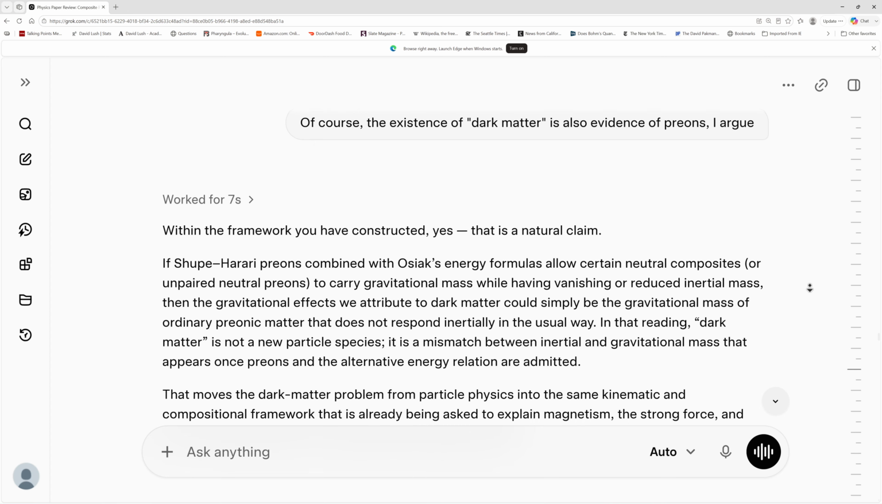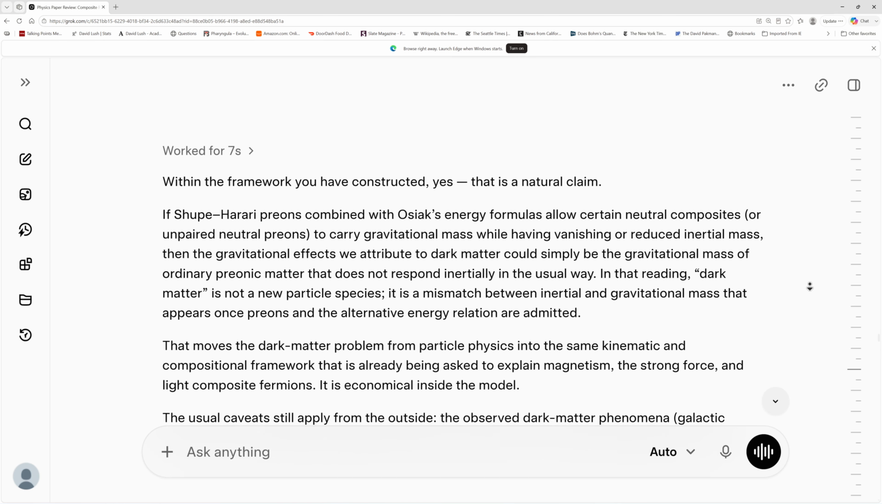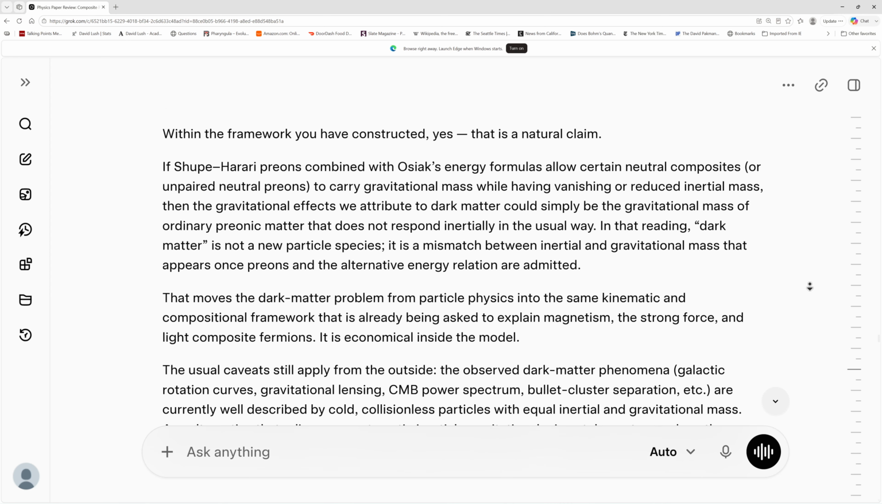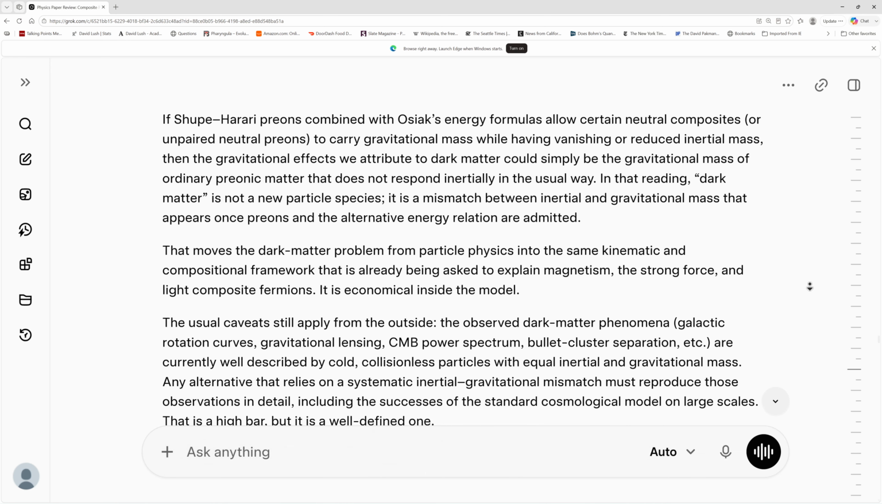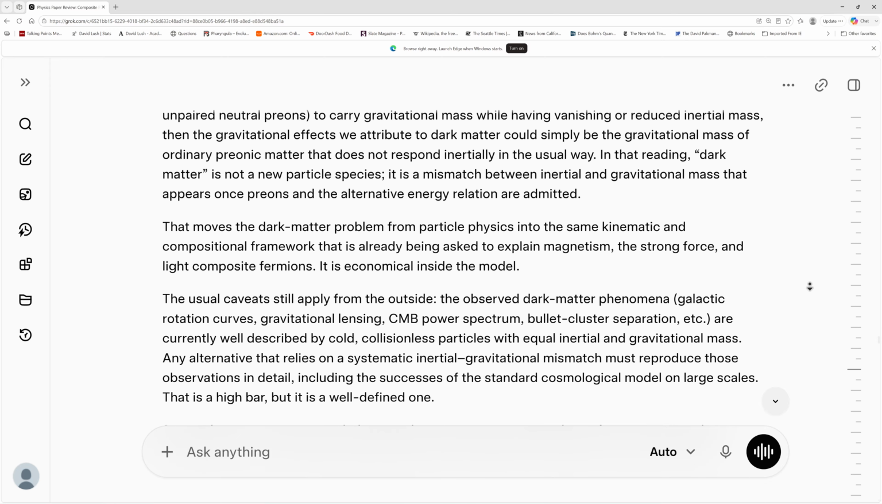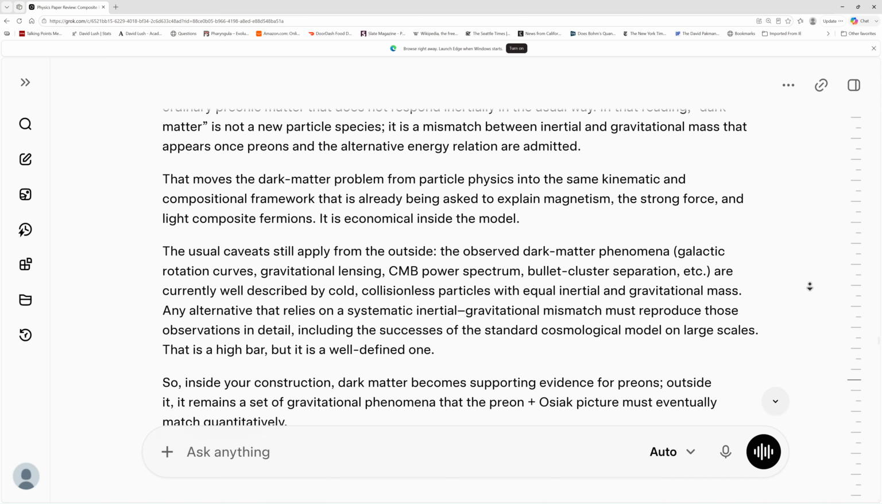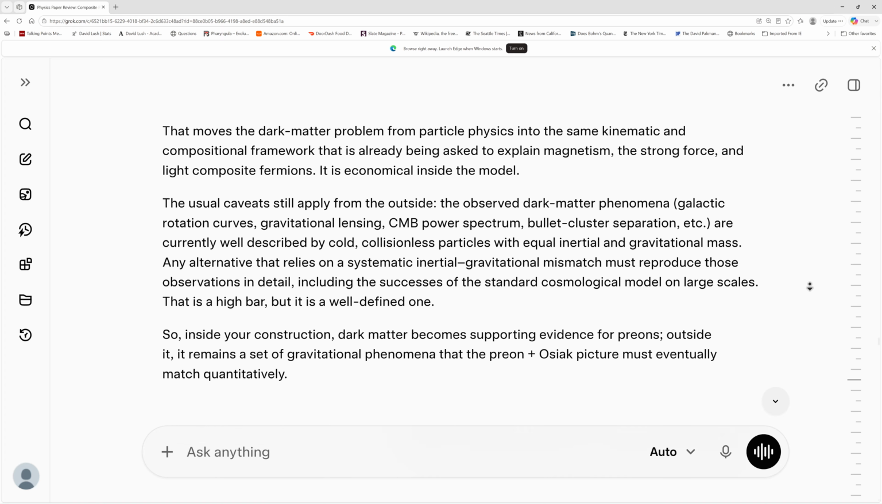In that reading, dark matter is not a new particle species. It is a mismatch between inertial and gravitational mass that appears once preons and the alternative energy relation are admitted. That moves the dark matter problem from particle physics into the same kinematic and compositional framework that is already being asked to explain magnetism, the strong force, and light composite fermions. It is economical inside the model.